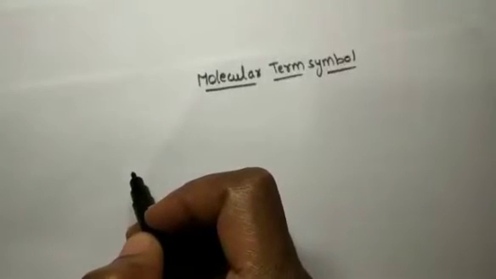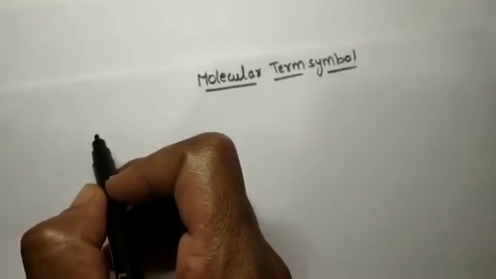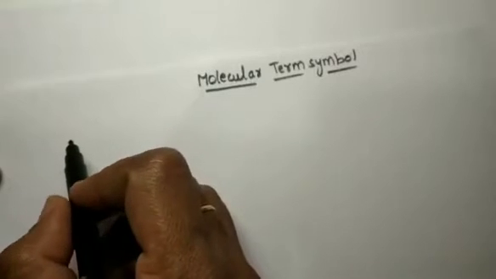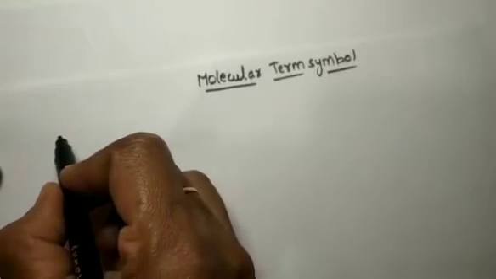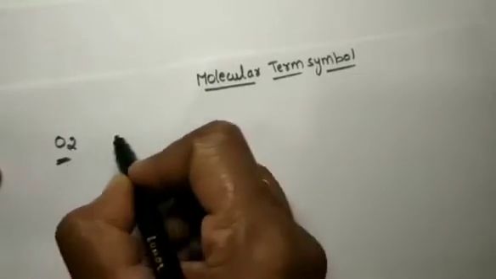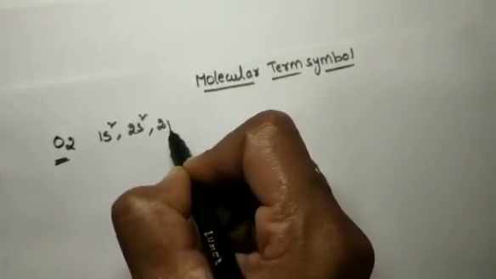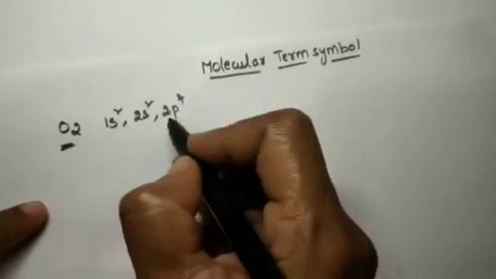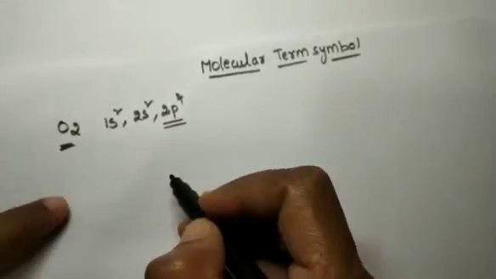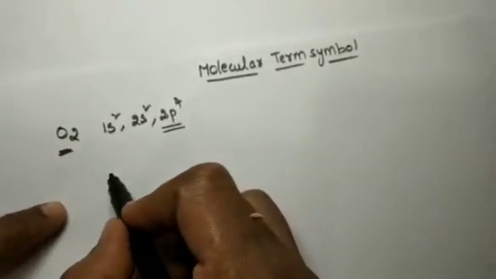Everyone, in the last class we discussed molecular term symbols. In this class I will explain another example, O2. Oxygen has 1s2, 2s2, 2p4. We want only the last electrons.